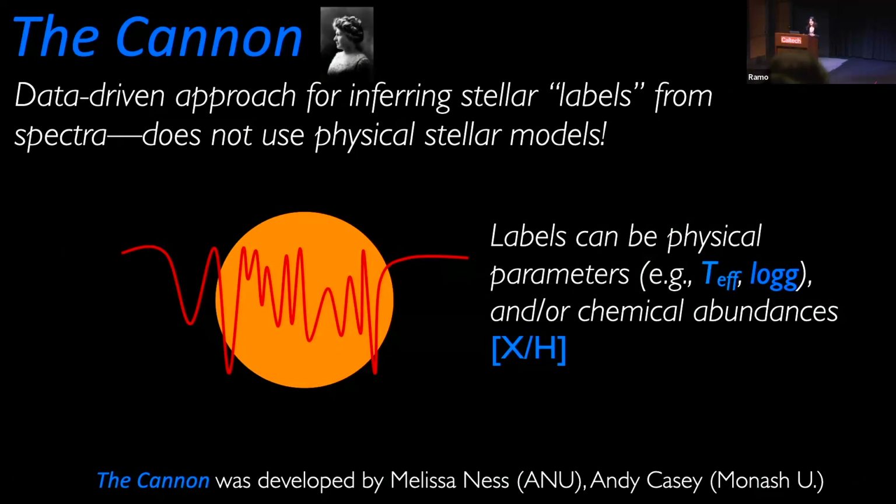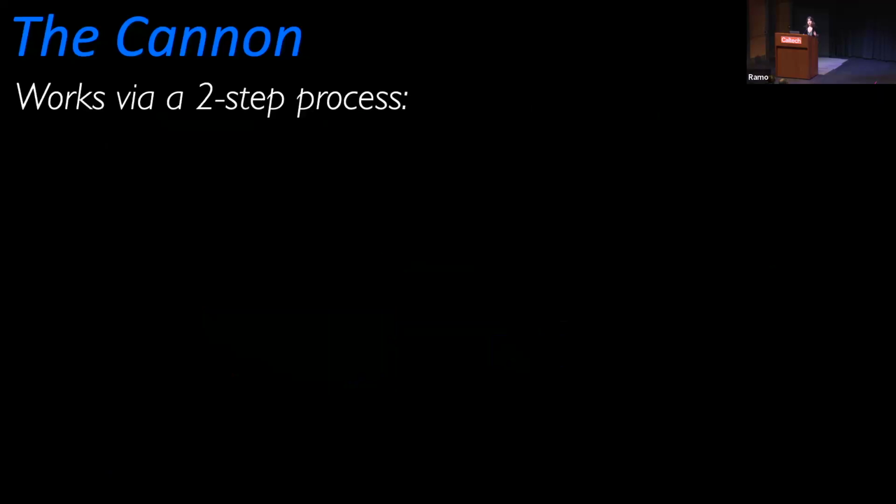And labels here is just a machine learning terminology way of describing different physical parameters and abundances in stars that you might be interested in, like temperature, log g, different chemical species. In general, the Cannon can be used to infer whatever abundances or parameters you want to, as long as you have that information in your training set. So more on that. The Cannon works via a 2-step process.